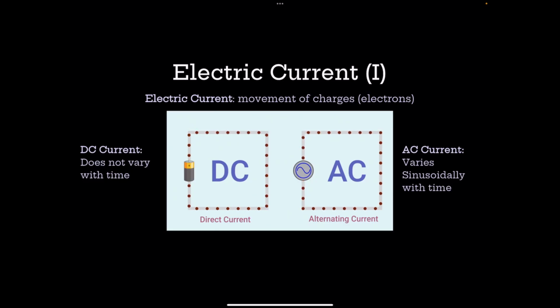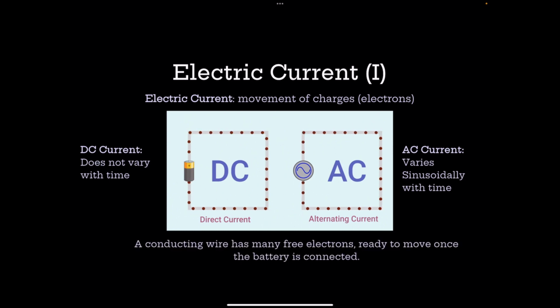Now, let's talk about electric current. When charges, generally electrons, move in a particular direction, it generates a current. So therefore, a current is just a movement of charges. In a conducting wire, there are many free electrons that are ready to move. And once the battery is connected, the electrons will be forced to flow.